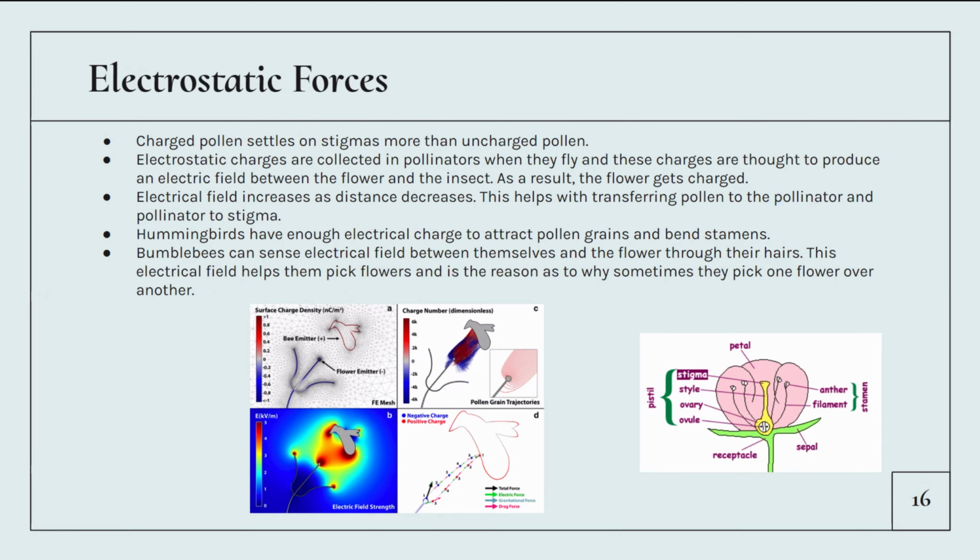On the right side is a picture of the parts of the flower, such as the stigma, stamen, anther, and filament. On the left side is a picture of the charges surrounding the pollinator and the flower. The flower has a negative charge, and the pollinator has a positive charge, and because the charges are opposite, they attract each other.